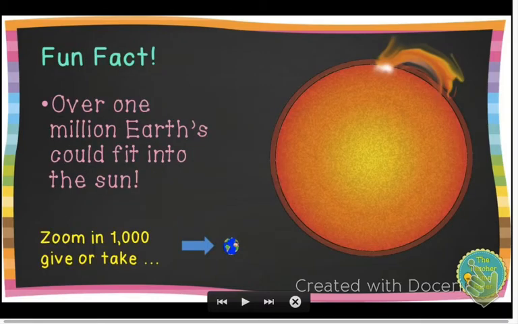Here's a fun fact for you. Over 1 million Earths could fit into the sun, because that right there in front of the arrow is the size of the Earth, and then obviously you see the picture of the sun.